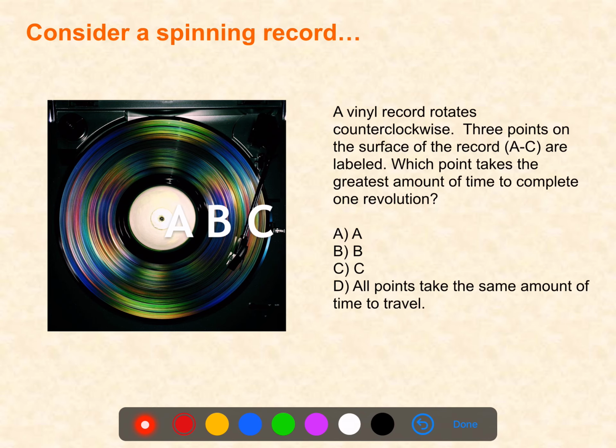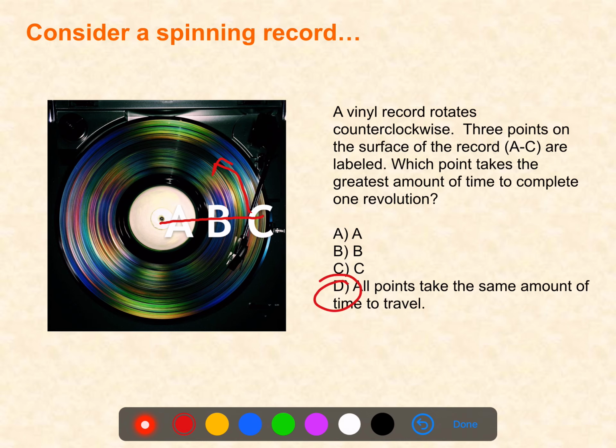But what about the amount of time taken to complete this revolution? What is true about points A, B, and C? Well, it should be self-evident that these 3 points are going to take the same amount of time to travel around one revolution, right? You can think about them as a spoke on a wheel, and as this thing rotates around and comes back around, they will all reach this point again at the same time. So all the points take the same amount of time to travel.